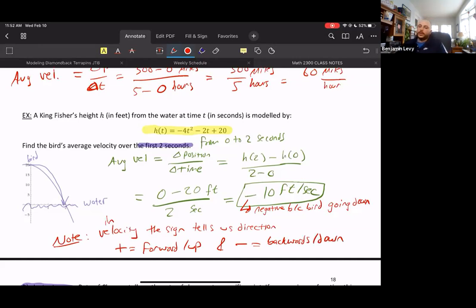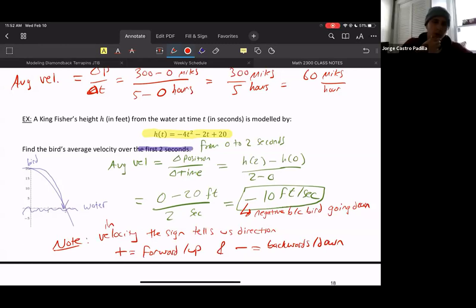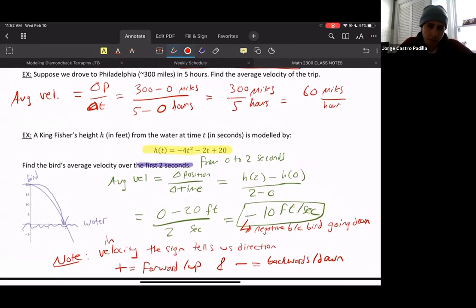Like in the going to Philadelphia example, 60 was positive because we're in Fitchburg and we're moving towards Philadelphia. But if we went the other way, maybe it would be a negative 60 because it would be going backwards towards Fitchburg. Something like that. What do you think? I have a question. Yeah. Philadelphia example. Yep. So you're going from Fitchburg to Philadelphia, you're starting from 0 to 300 miles, right?